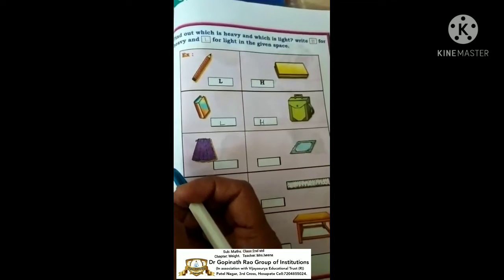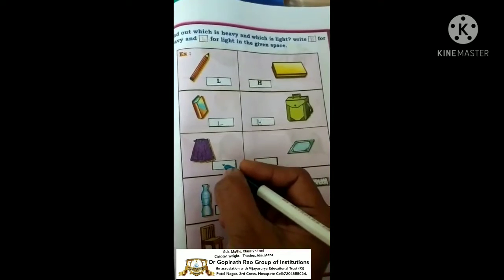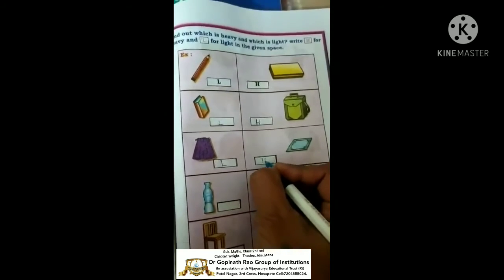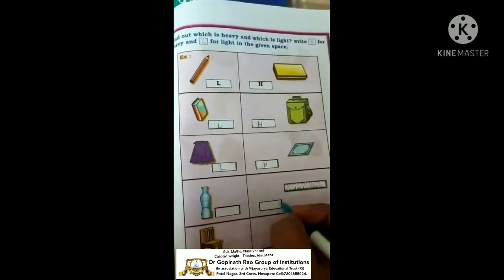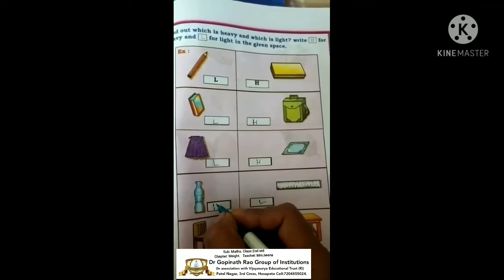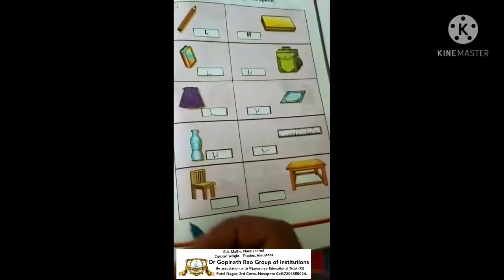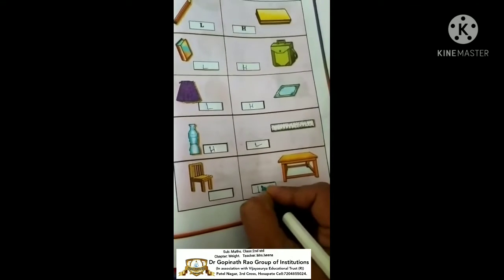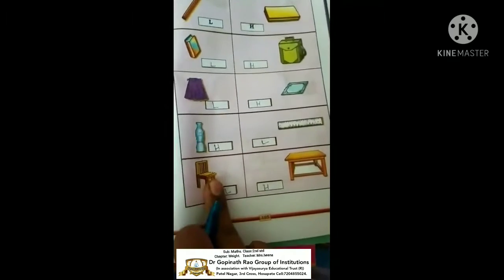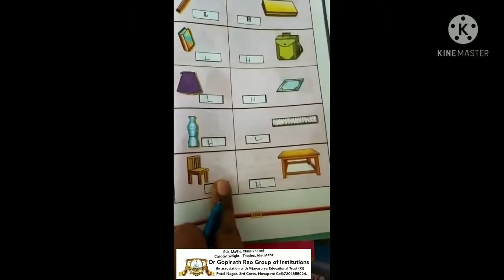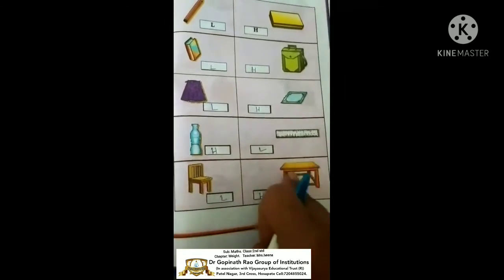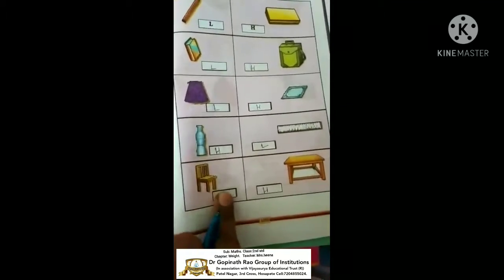This is light and this is heavy. And this is light. The scale is very light and the bottle is heavy. The table is heavy and the chair is light. When we compare these two, we have to write which is heavy and which is light, children. We should not compare in any other way; compare only the two they are asking about.